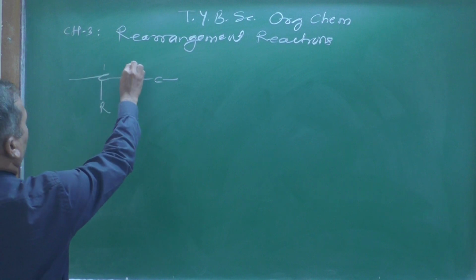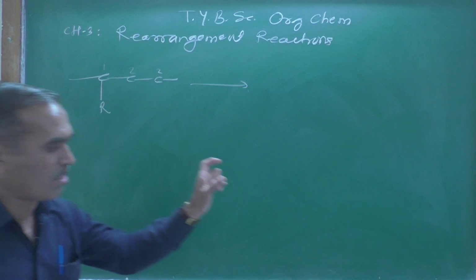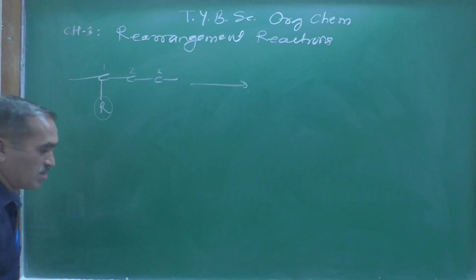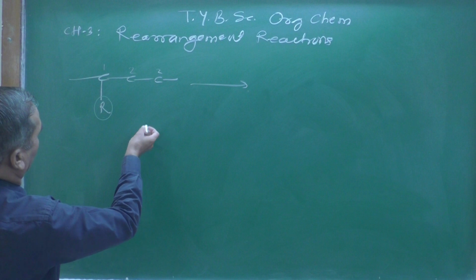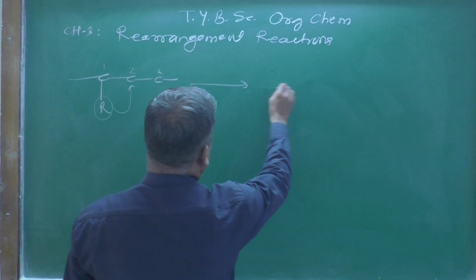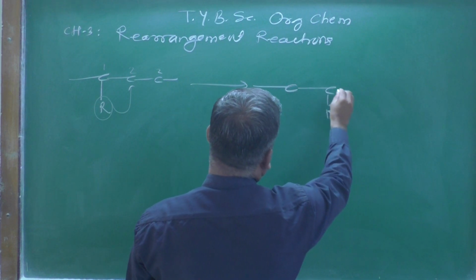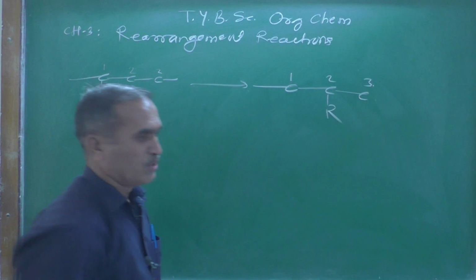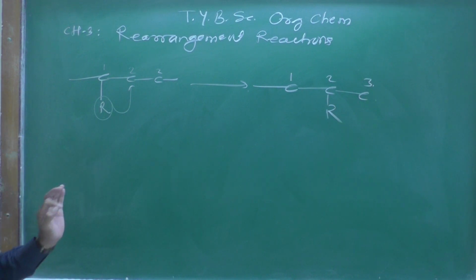Let us see 1, 2 and 3, and now this is a carbon skeleton, and suppose this type of R group is there, and this R group may shift from position 1 to position 2. What are you going to get there? You are going to get R at this position. So here there are 1, 2 and 3 carbon atoms. If you observe this reaction carefully, what do you see?